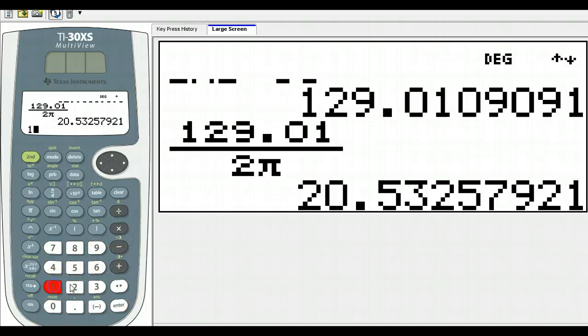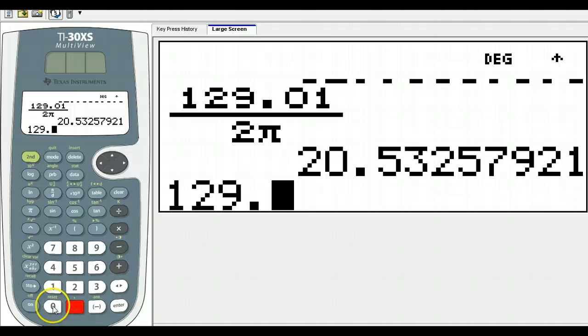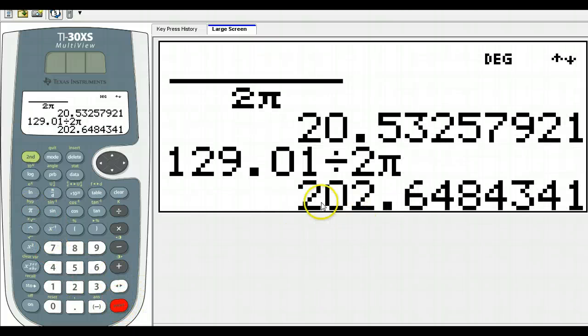Okay, watch this. 129.01 divided by 2 pi. Oh, look, 202.6. That is completely different than what we got when we did it as a fraction. So why is that? Well, the reason why is because of the order of operations. Your calculator is just dividing by 2, and then it's actually multiplying by pi.